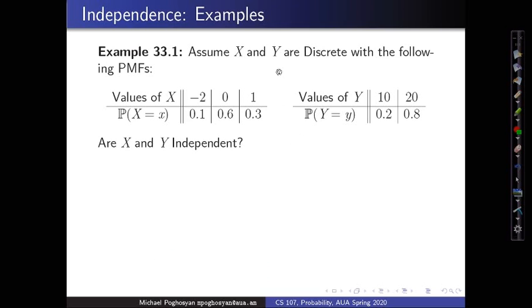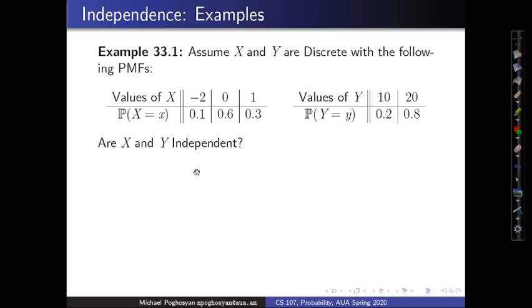Assume X and Y are discrete with the following PMFs. So X is taking these values with those probabilities, and Y is taking two values, 10 and 20, with these probabilities. Are X and Y independent or not? You can think about that.